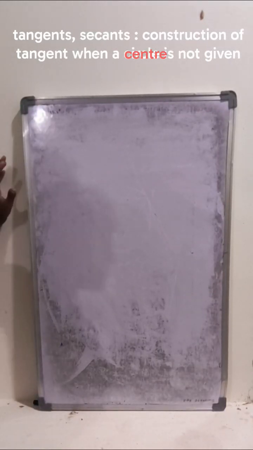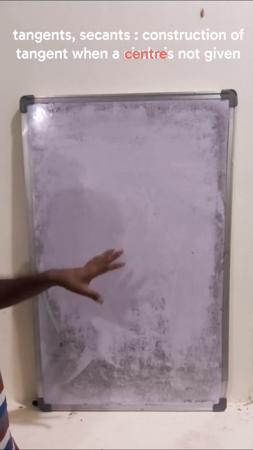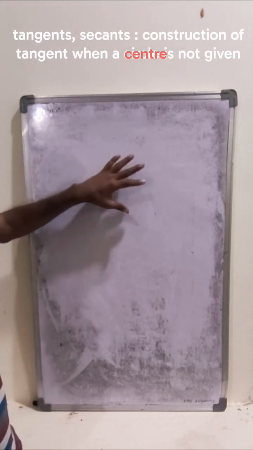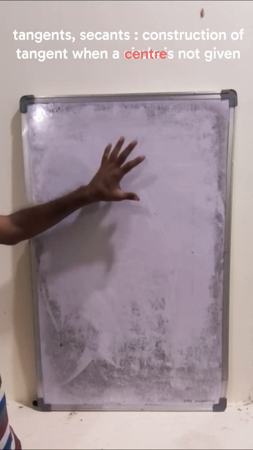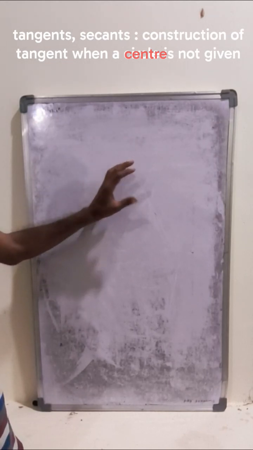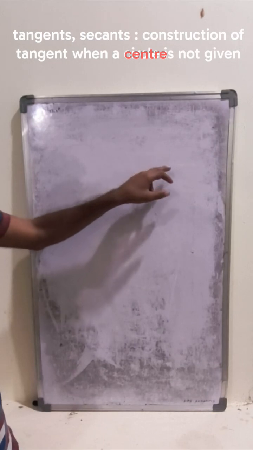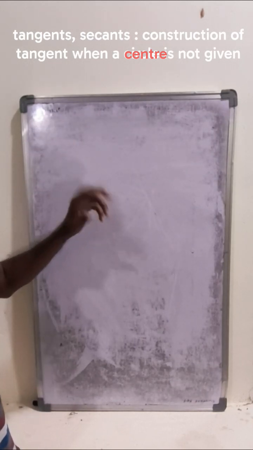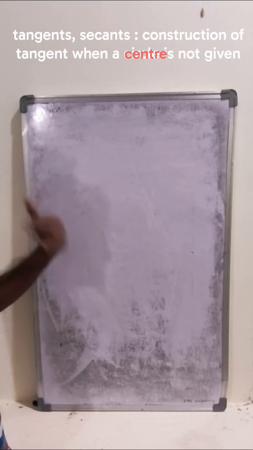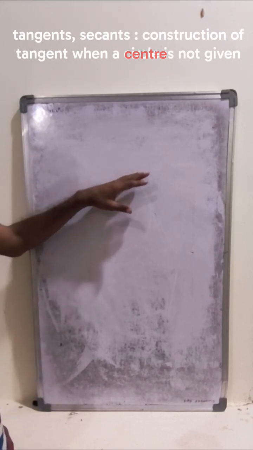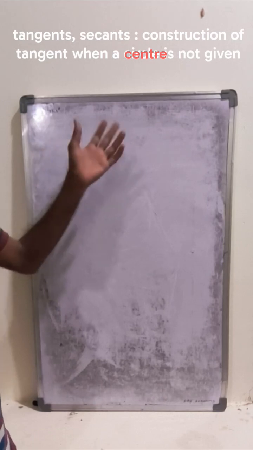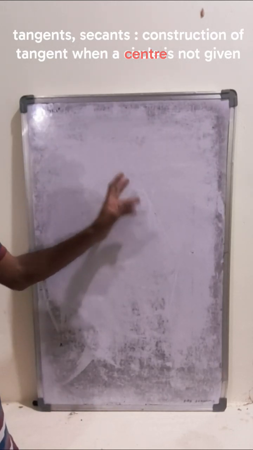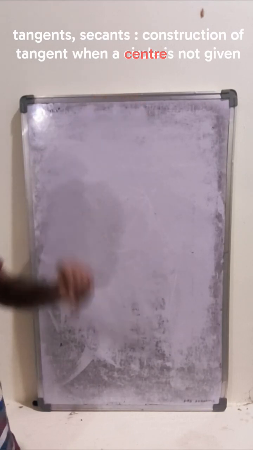Okay, so here we are going to discuss an interesting process of constructing a tangent. Generally, if you wanted to construct a tangent, we need a center and a point where we need to construct the tangent. So here we are going to see a different context: when the center is not known, how to construct a tangent. When the center of a circle is not known, how to construct a tangent at a given point.